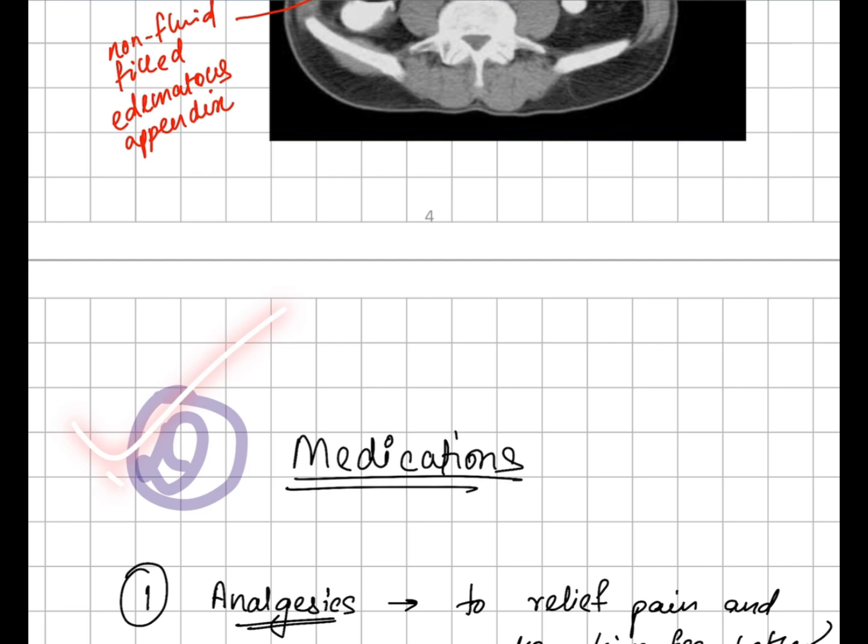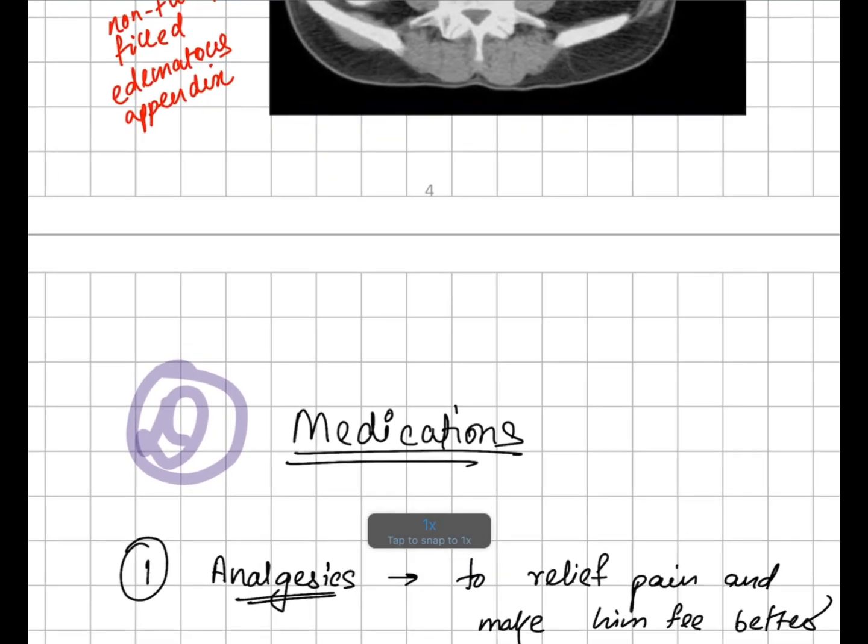Now medications. We have found it all. The patient has acute appendicitis. What are the medications that we will give? First, analgesics to relieve pain. The patient's main complaint was pain. So before we remove the appendix, we must give painkillers or analgesics to reduce the pain.